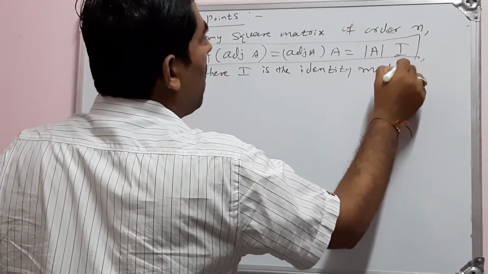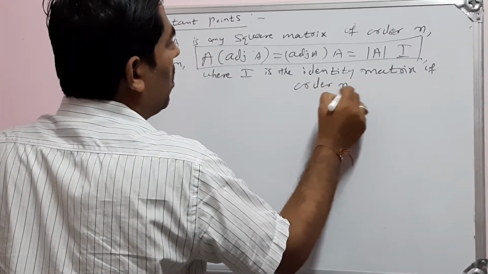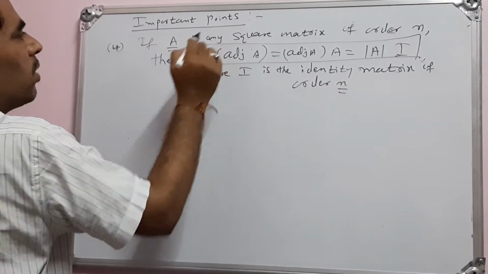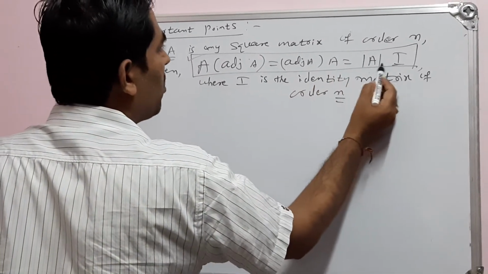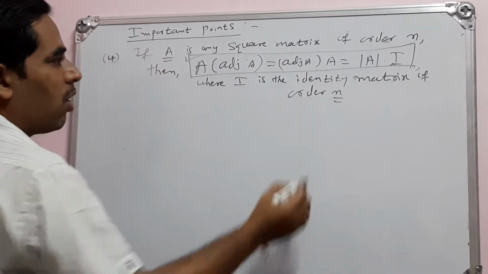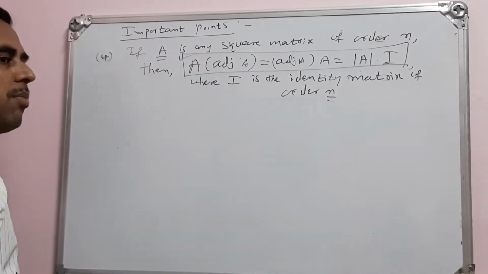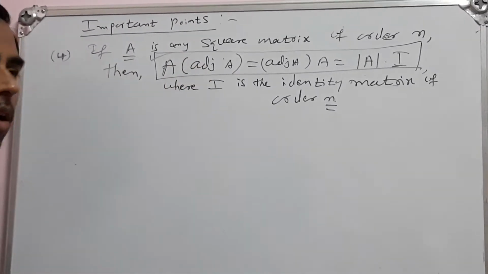Identity matrix of order n. So A into adjoint A is equal to adjoint A into A is equal to determinant of A into I, where I is the identity matrix or unit matrix of order n. So this is another important property related to the determinants.